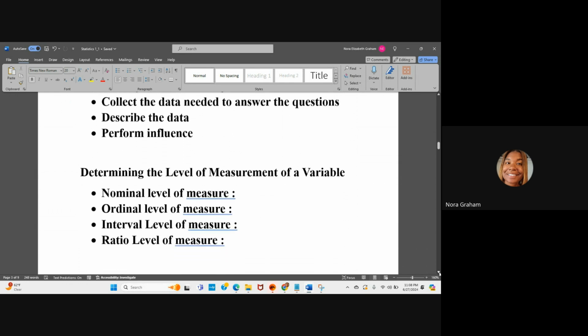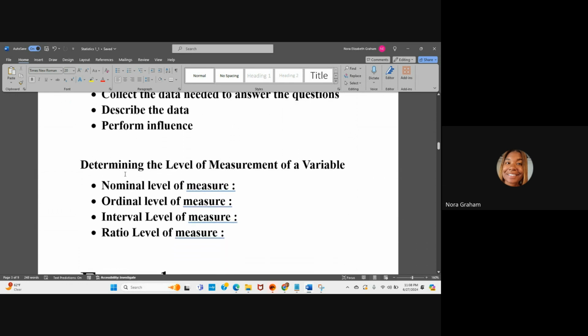Then we have another important thing that they bring up. It's determining the level of measure of a variable. These are important as well and should be in your notes. So get ready to write again. I kind of like to look at these as like a tier. Like this is the first level, second level, third level, and fourth level. All right. So let's go ahead and write down the definition of these.